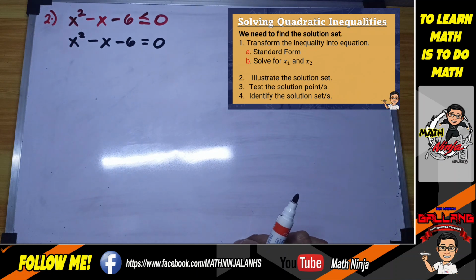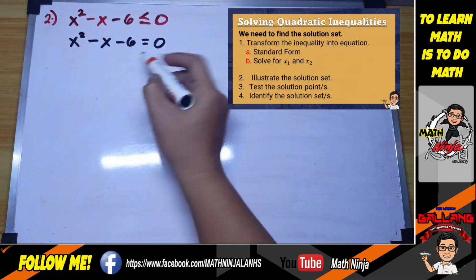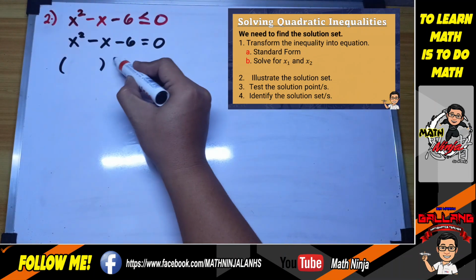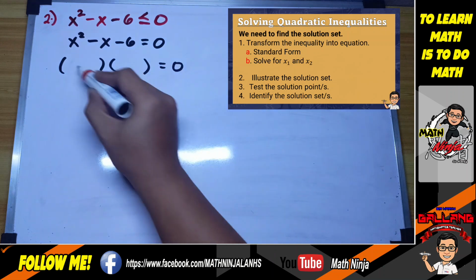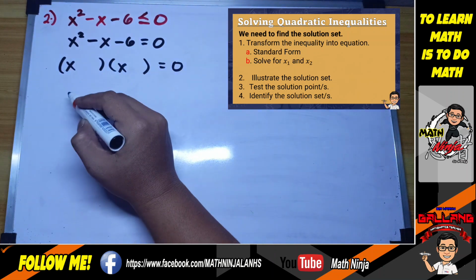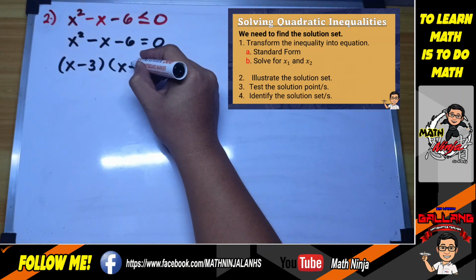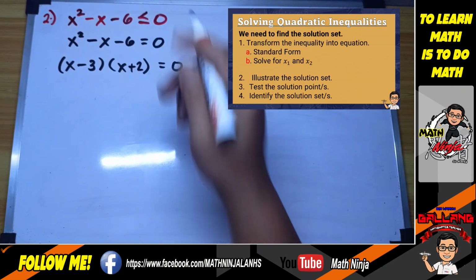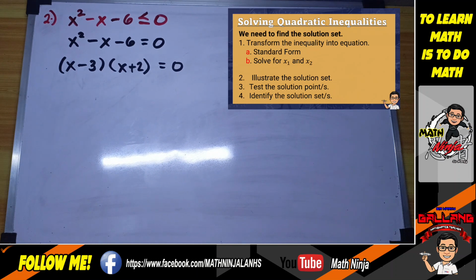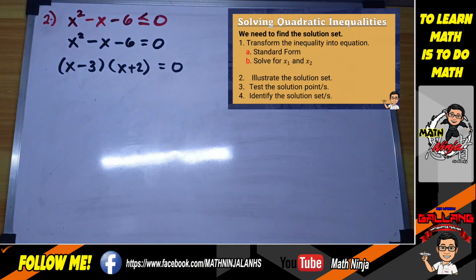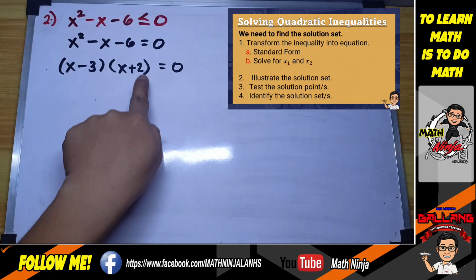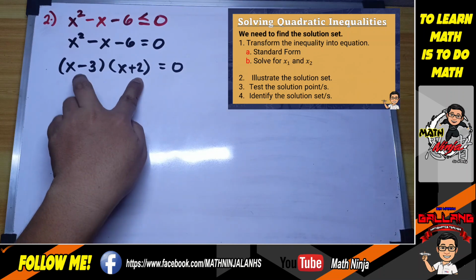Okay, so, pwede natin gamitin dito ay yung factoring method. So, the factors are x minus 3 and x plus 2. Okay, check natin. Negative 3 times positive 2, the answer is negative 6.